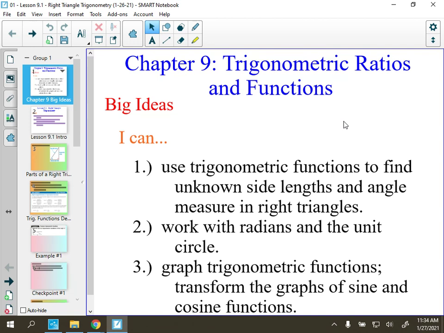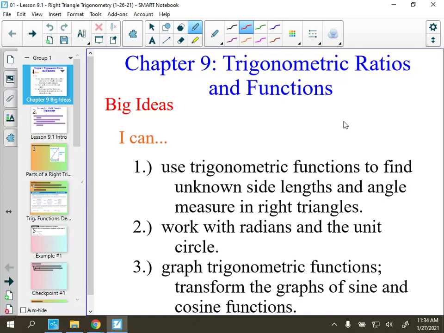All right. Welcome. Chapter 9. New chapter here on trigonometric ratios and functions. A lot of new stuff, I think, coming at us here. Probably different than a lot of chapters we do where you've been exposed to a lot of stuff. We maybe get into some further details as far as expanding on previous concepts.